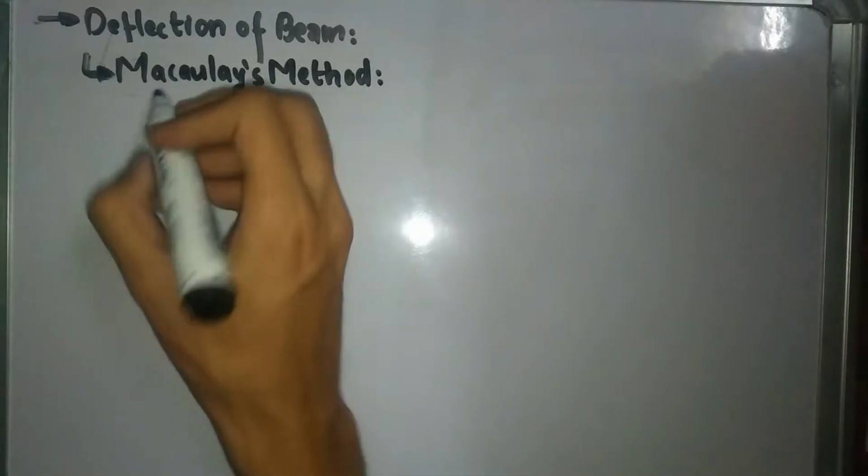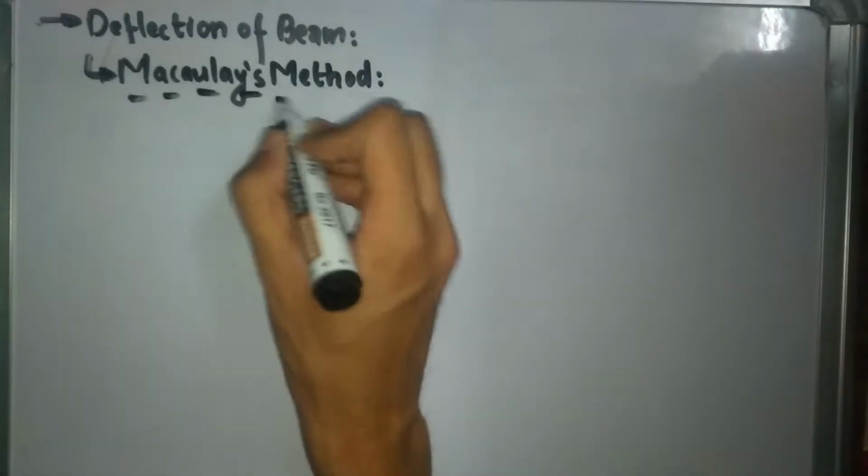In this lecture video, we are going to talk about calculation of deflection of beam by using Macaulay method. There are different methods to calculate deflection of beam, such as double integration method, conjugate beam method, and moment area method. We'll be talking about all those methods in our other lecture video. In this lecture video, we are going to talk about deflection of beam using Macaulay method.